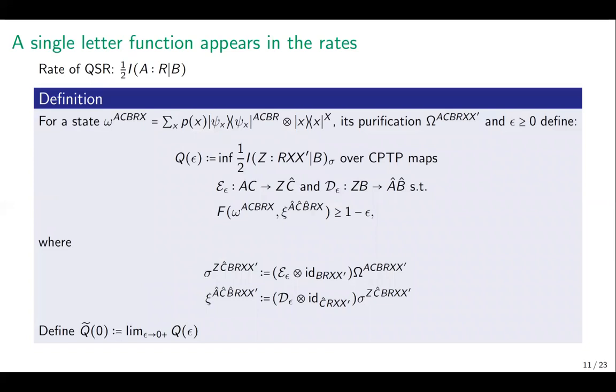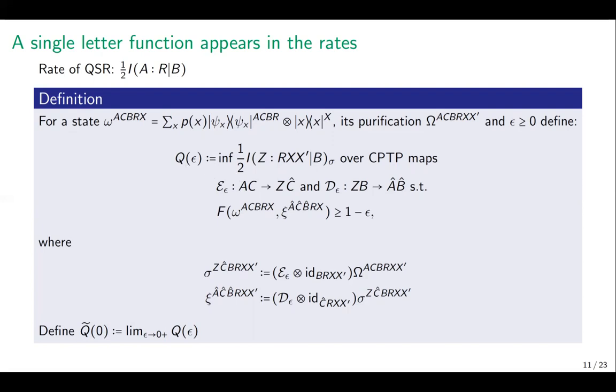Okay, a single-letter function appears in our compression rates, and to make connections with the rate of the conventional quantum state redistribution task, let's recall its rate, which is equal to half of the mutual information between system A and the reference system given system B. We have a very similar quantity to this rate here. Our quantity is again a mutual information, which is very similar to this mutual information here. However, our quantity involves an optimization.